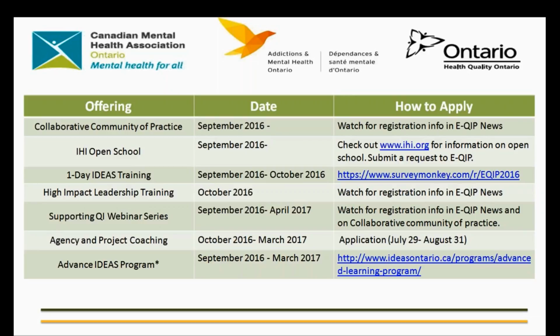In terms of the agency and project coaching, we talked about an application, but the application is a small application. It's fairly straightforward, and it's really just to be thinking through and giving us an idea of the kinds of things that you're thinking about and working on, and what things we might need to bring to bear to support that work. So please keep these dates in mind.